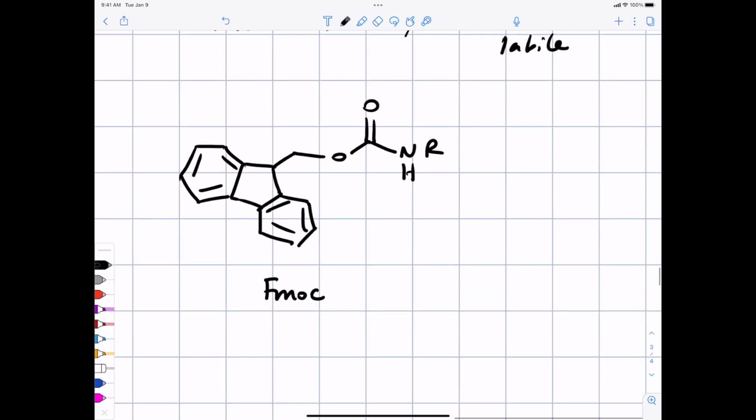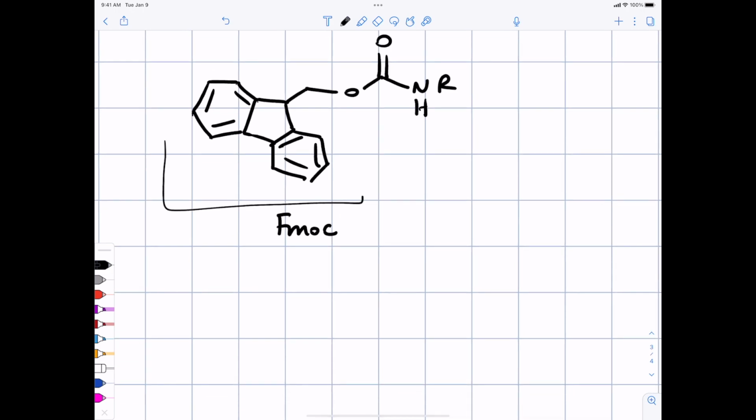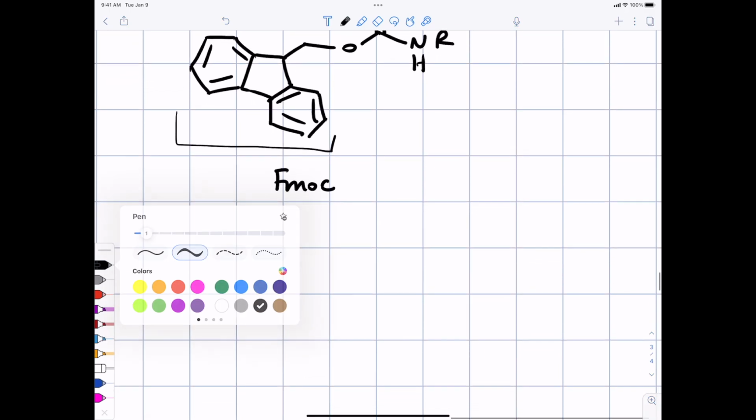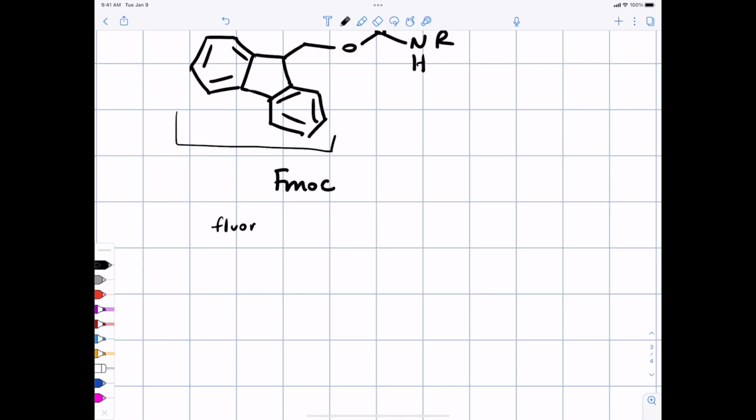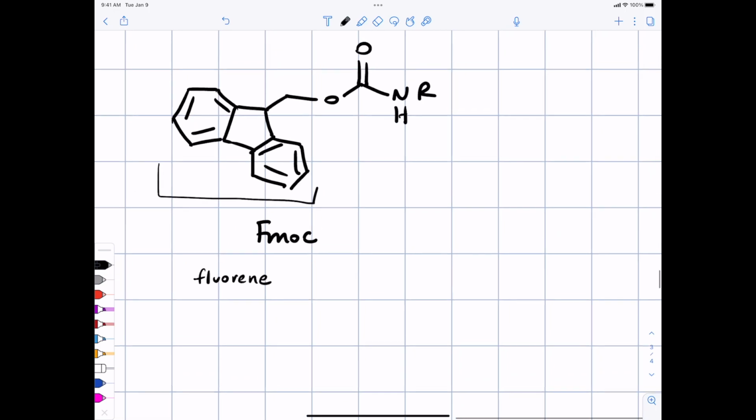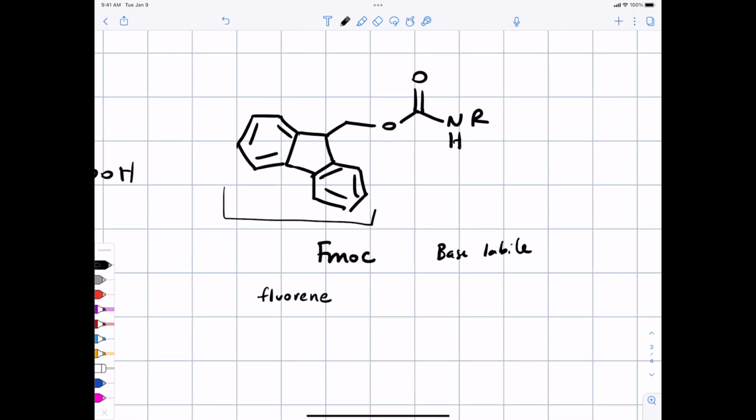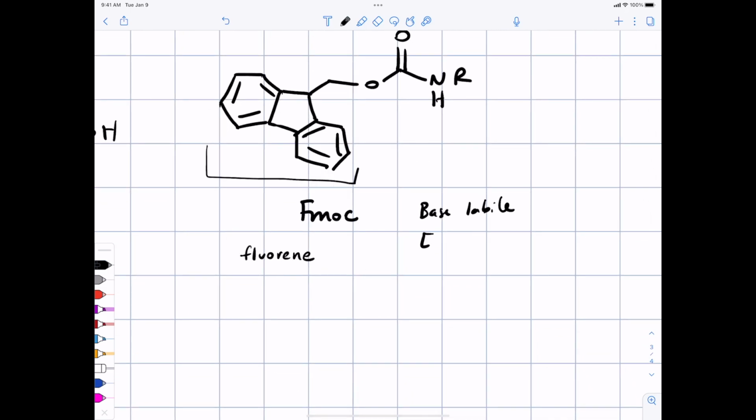So this F stands for this hydrocarbon, which is interestingly called fluorene, but not the kind that's an atom. It's spelled differently. I didn't make this stuff up, I promise. I would have chosen something different, but that's what it's called. Fmoc is base labile. So what do we mean by this? Fmoc cleaves in sort of an E1cB type mechanism.